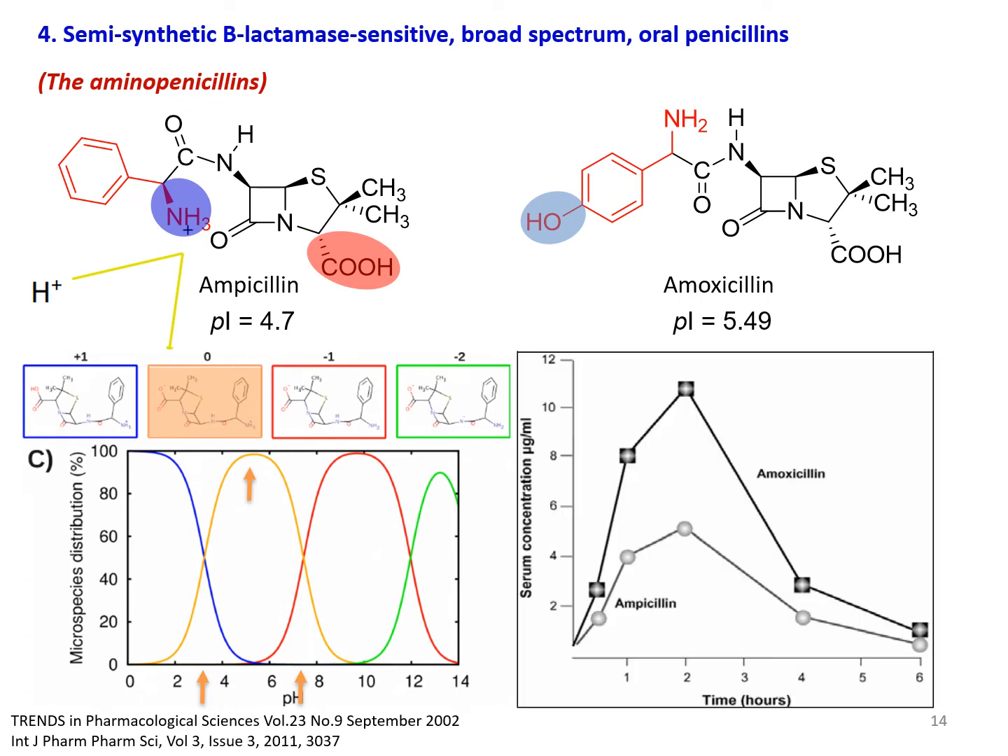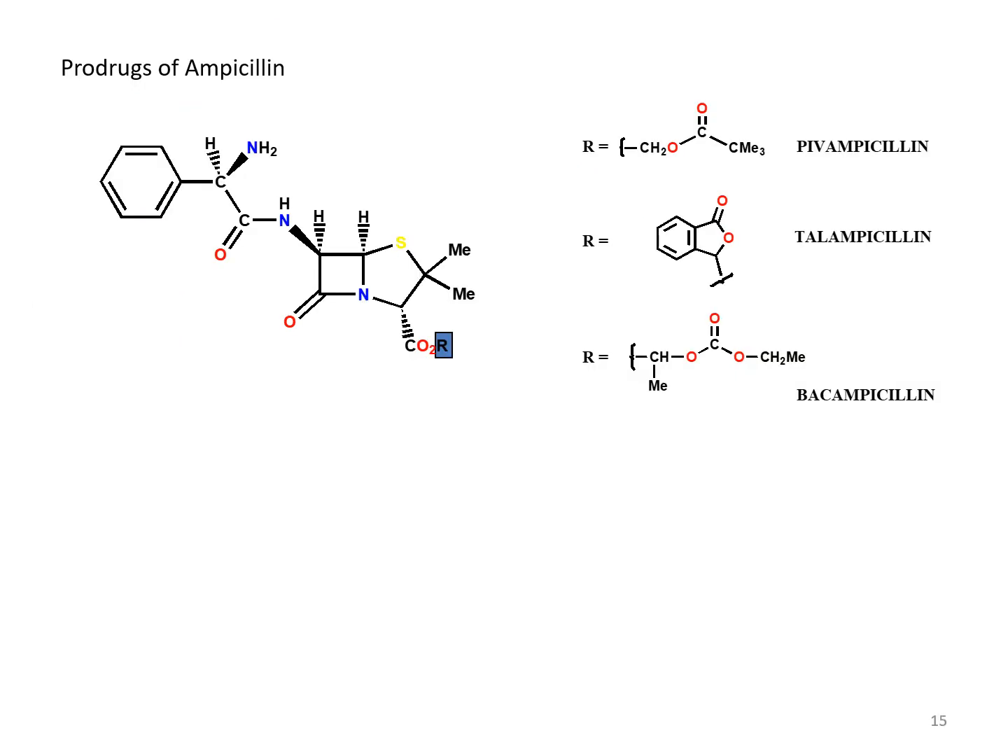This will lead to increasing the rate and extent of amoxicillin oral absorption relative to ampicillin. Even though when ampicillin was developed, it had good oral absorption, its oral bioavailability was further enhanced via prodrug derivatization, as in the case of bivampicillin, talampicillin, and bacampicillin.